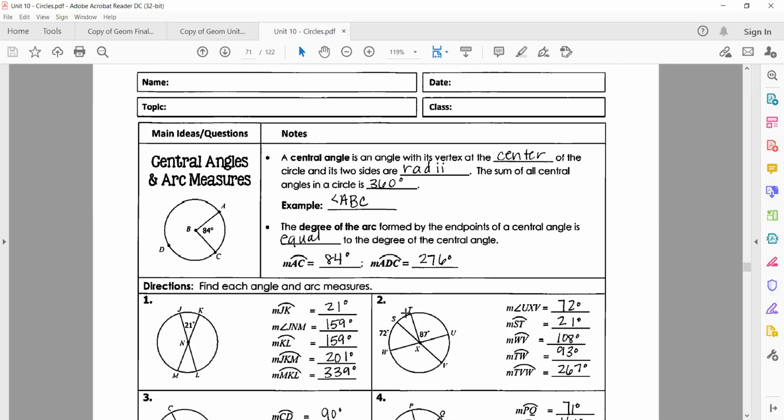TVW, where's that? TVW, that's a major arc. All of this except for the 72, except for the 21.